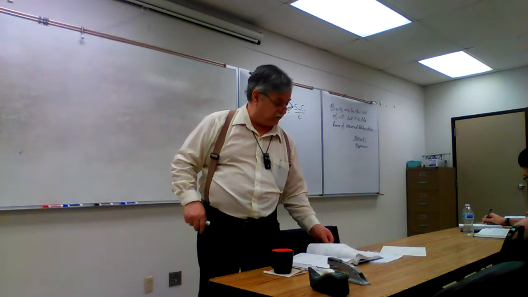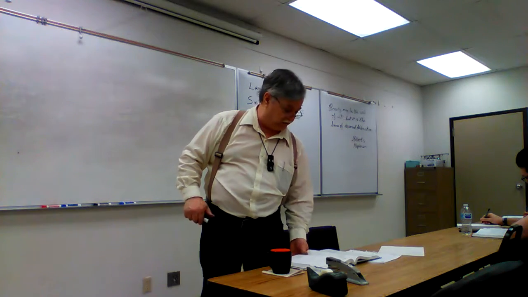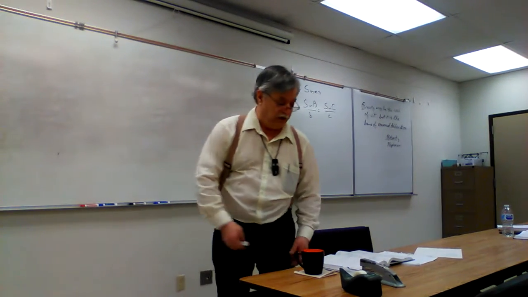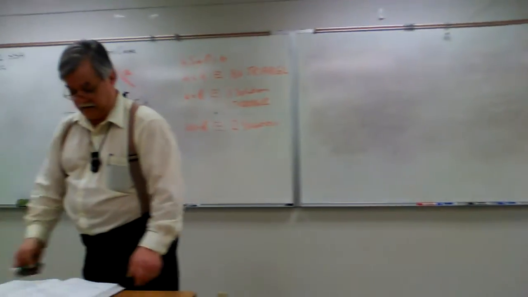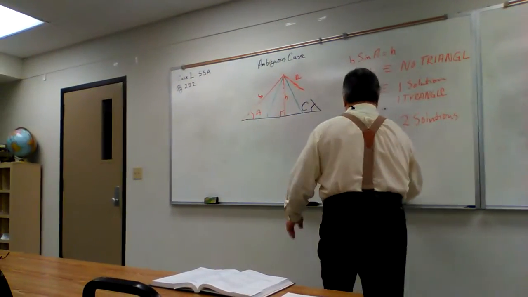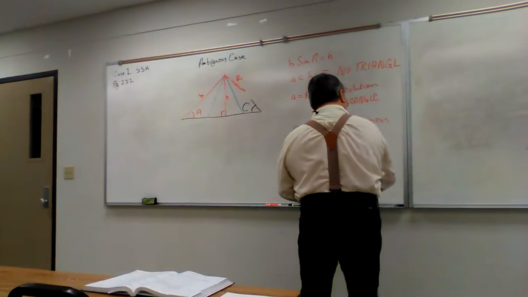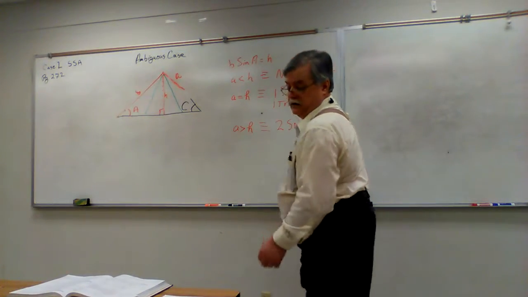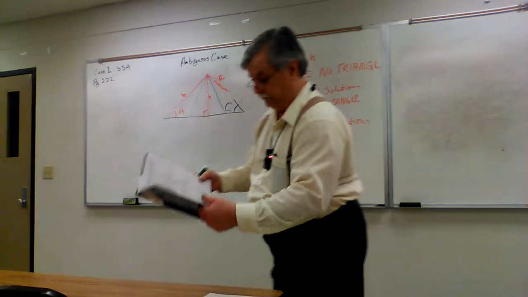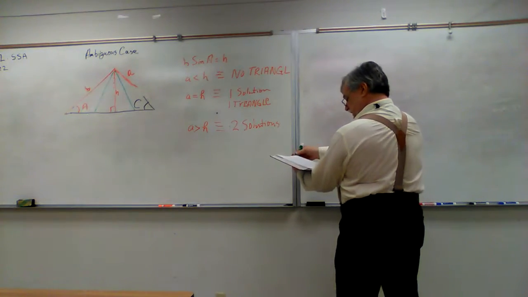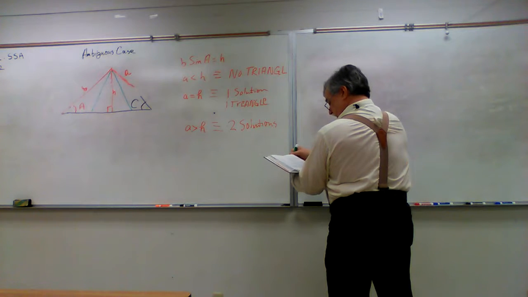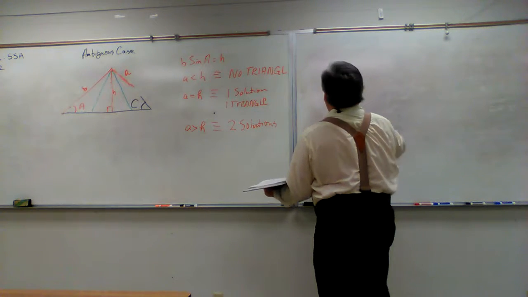They actually give us three examples here, one for each case. So let's take it one at a time. Let's work through each of these examples right here, see if that might solidify some of this. So in the first case, they give us A equals 2, C equals 1, and angle C equals 50 degrees.